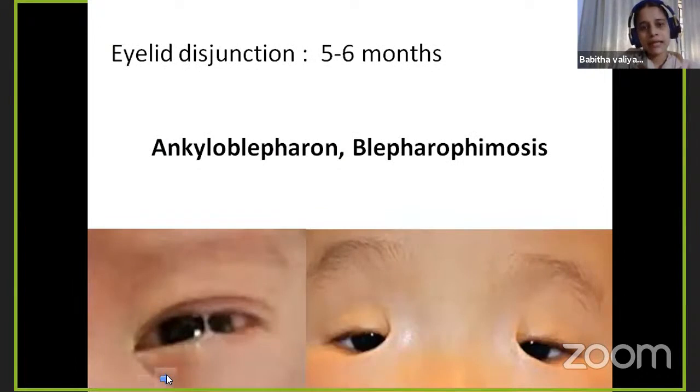Then this fused eyelid has to be separated. This eyelid disjunction takes place by about 5 to 6 months of gestation. Its defect leads to ankyloblepharon, that is, attachment between the upper and lower lid, or blepharophimosis, that is, narrow palpebral fissure.